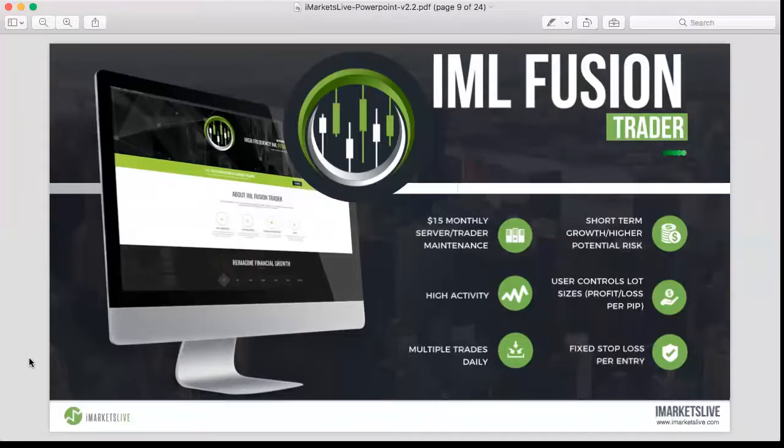But here's what's awesome, guys. You have control. You can control what's called your lot size. We're going to teach you about that. So your profit and loss per pip. And you can also fix a stop loss in there per entry. All right. So you guys get to set your parameters on what you want happening with your money and how aggressive you want the traders to be.